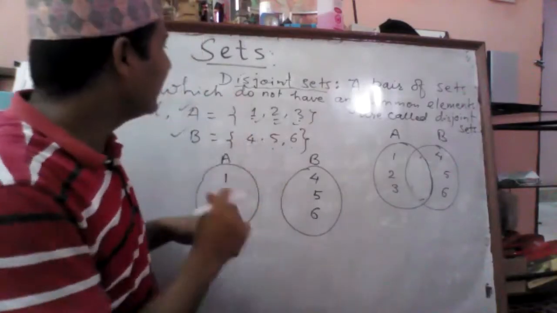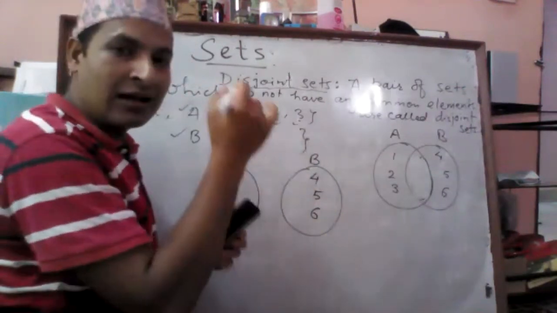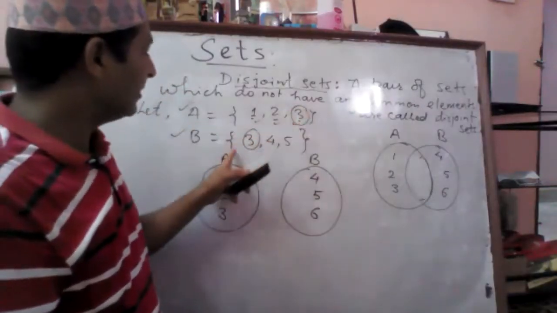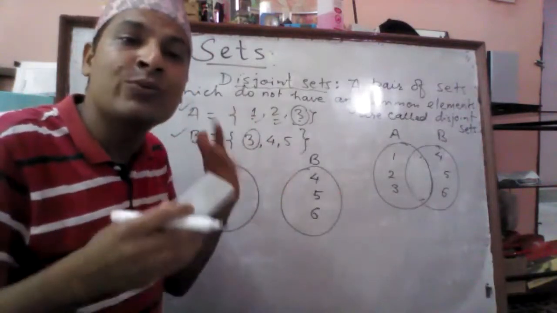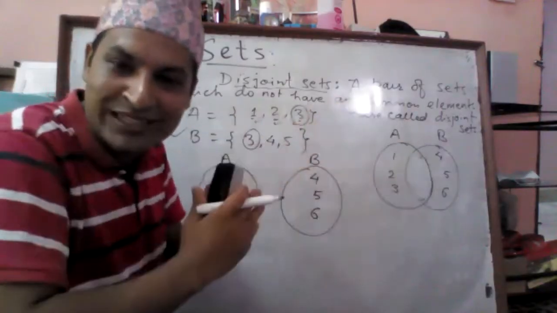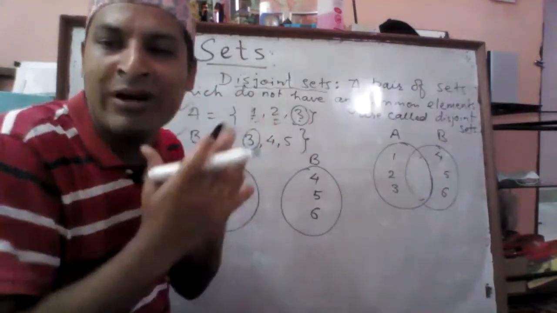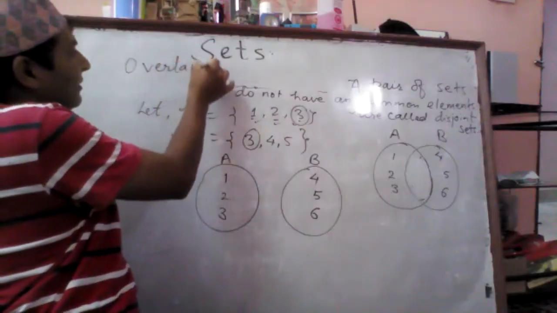Now, just think: if there is at least one common element like this, here is also 3, here is also 3, like this. At least one or maybe more common elements. Then what will we call these sets? Joint sets. Disjoint and joint. Very good. Joint, or we also call them overlapping sets. What do we call them? Overlapping sets. Very good. Overlapping sets.